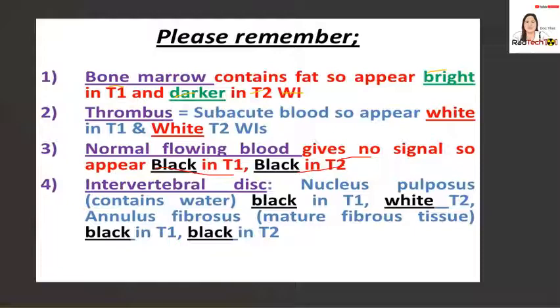Intervertebral disc, the nucleus pulposus, which contains water, appears black in T1. Sabi ko nga, opposite yung T1 and T2, so white in T2. The annulus fibrosus, mature fibrous tissue, appears black in T1 and also in T2.